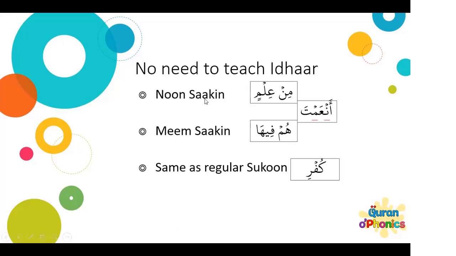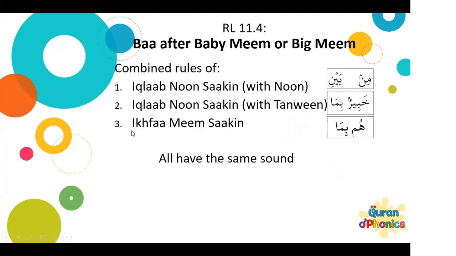So we do not need to explicitly and separately teach the rules of idhar and learn these 6 huruf halqi. They come from the throat and these are the levels. We've done all of that with the alphabet stage about pronunciation of the throat letters, but we don't need to teach this rule of idhar noon sakin, idhar meem sakin, because the child won't make a mistake if they're pronouncing it regularly and correctly.